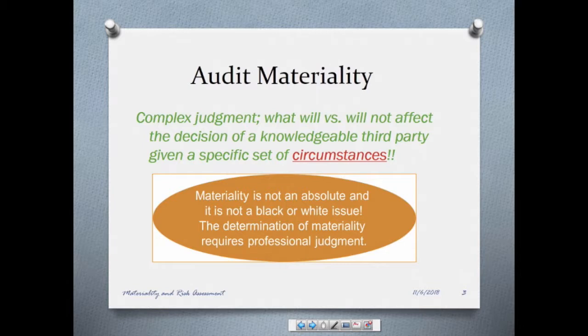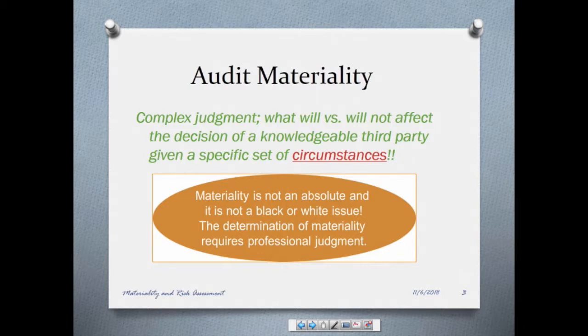The quantitative materiality is based on a benchmark that the auditor decides, whether that's going to be total assets, operating income, or net income. The auditor decides what the appropriate benchmark is going to be and what the appropriate percentage is, somewhere between 3 to 5% that they'll assign. So that's the quantitative materiality, and that is what we call planning materiality.